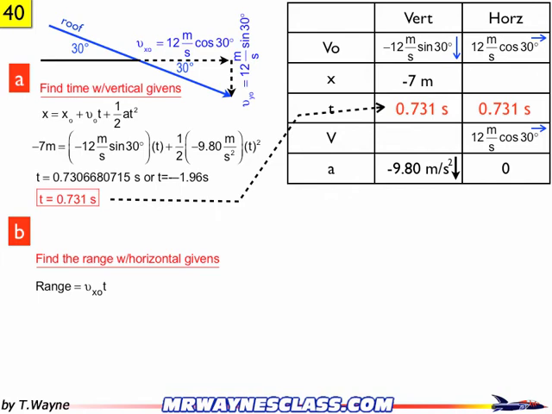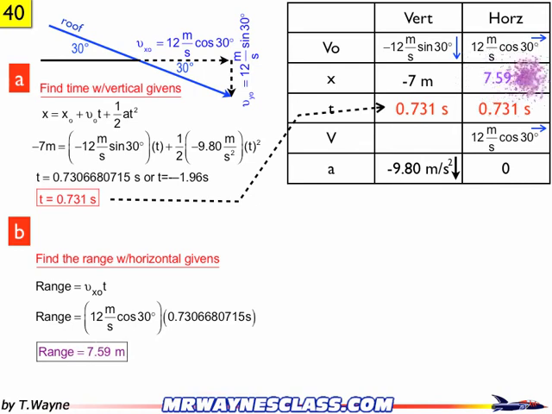That is, the distance I travel horizontally is equal to the initial velocity in the x direction times time. That's the only equation we have horizontally that works, and that's because the acceleration is equal to 0, so this is all you have left. So when I put in my numbers, the horizontal velocity of 12 meters per second cosine and the time I just calculated with all the decimals, I get my range to be 7.59 meters.